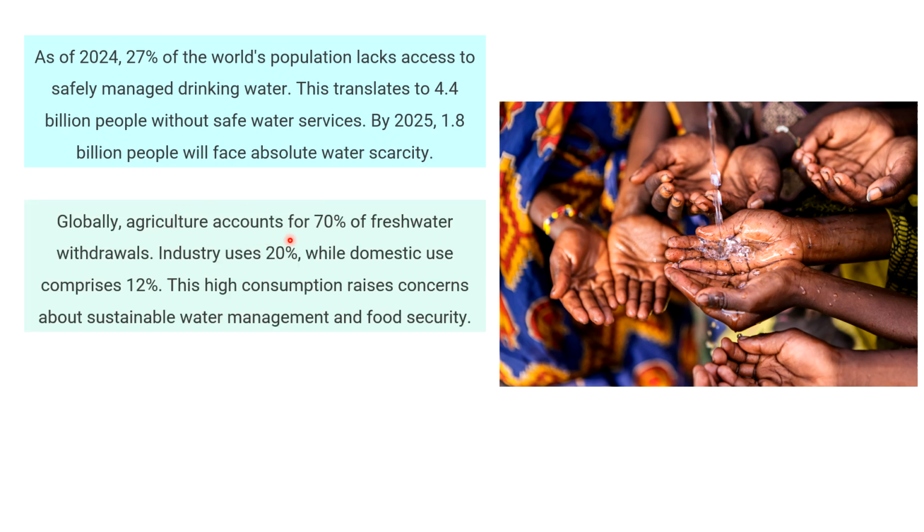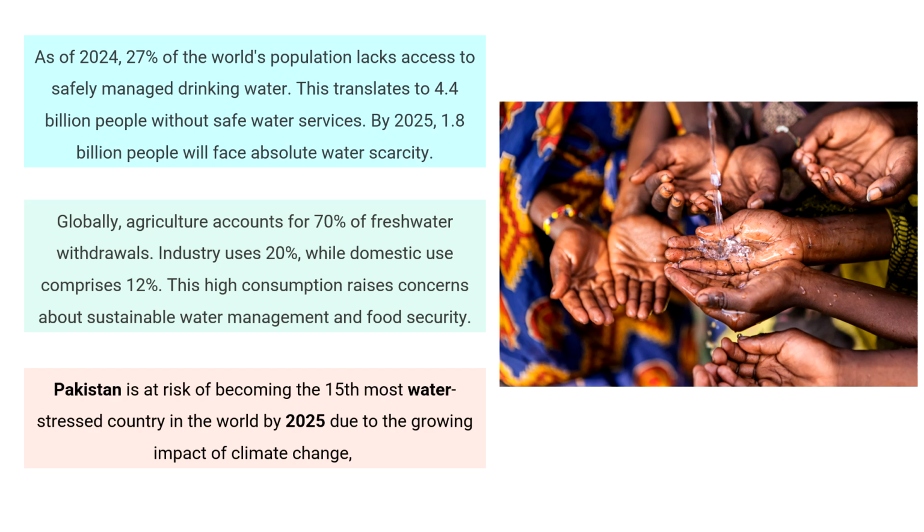Globally, agriculture accounts for 70% of freshwater withdrawals. That is a huge amount. Industry uses 20%, while domestic use comprises 12%. This high consumption raises concerns about sustainable water management and food security. So we need to think about it. We are using fresh water for all these activities, while there are other ways of managing the used domestic water, for irrigation purposes, washing cars, or washing and bathing the animals.